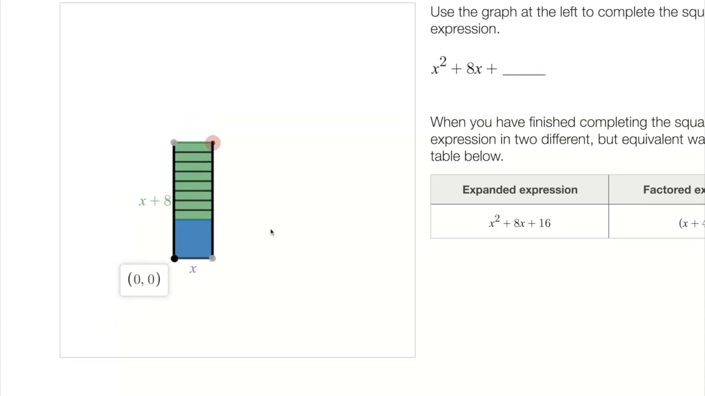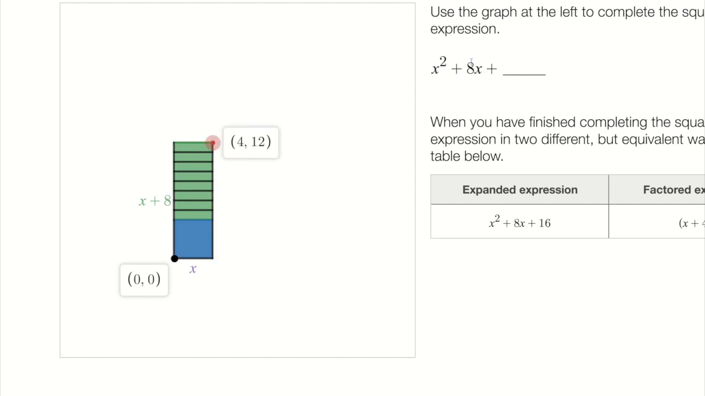Now, to complete the square, the idea is to rearrange this expression into an orientation of a square. The property of a square is that the side lengths are the same. But in this scenario, it's a rectangle shape because one side has x and the other side has x plus 8. The goal of this activity was to create a square by using the expression x squared plus 8x.